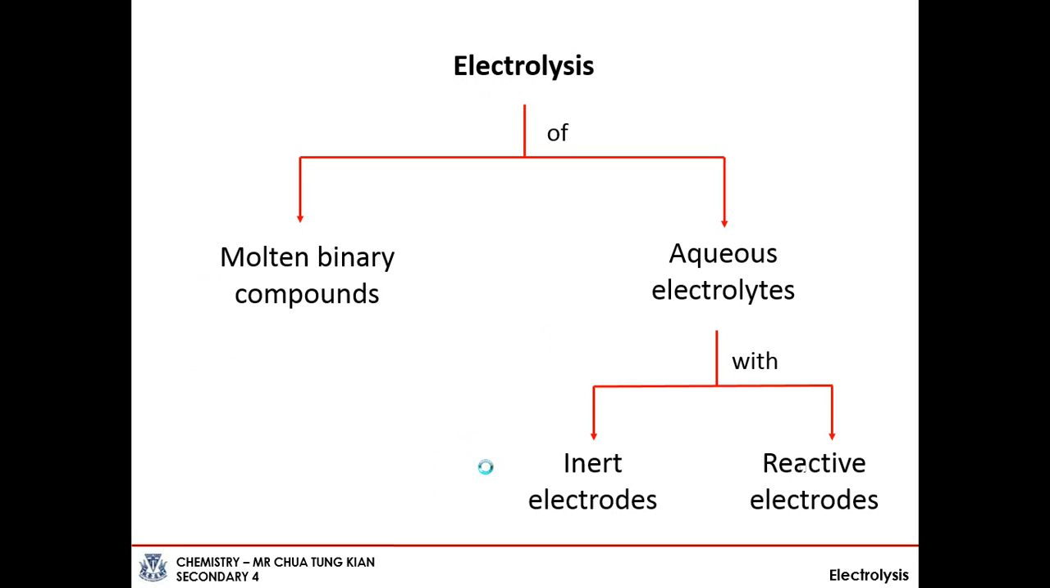Okay, so let's move on to the topic of electrolysis of substances. There are two areas you will need to know. First is the electrolysis of molten binary compounds. What are binary compounds? Later on we will cover. And the electrolysis of aqueous electrolytes, which means it contains water. It is dissolved in water.